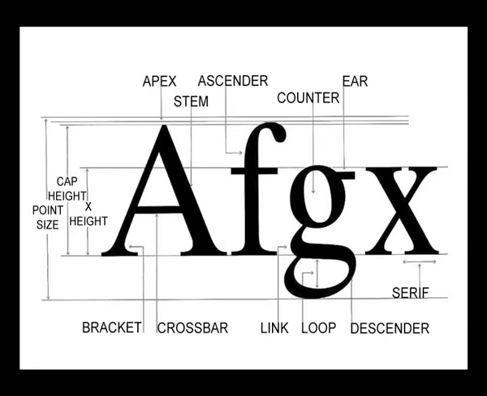Type sizes are usually expressed in points. One point is 0.0138 inch or about 1/72 of an inch. The font size is the distance from the top of the capital letters to the bottom of the descenders in letters such as G and Y.